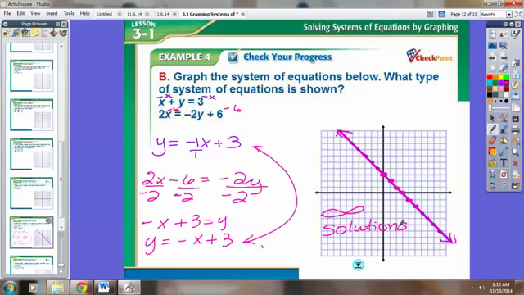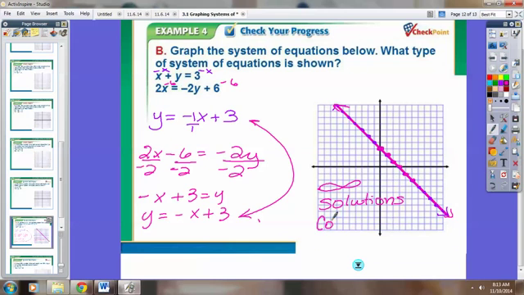On Friday, we talked about classifying systems. Flip back to the front side of your page if you forgot these classifications. Consistent. We said that means that there's at least one solution. Do we have at least one solution? Yes. So it is consistent. Is it inconsistent? No solutions. No. Is it independent? Exactly one solution? No. Is it dependent? Infinite solutions? Yes. So we have consistent and dependent.